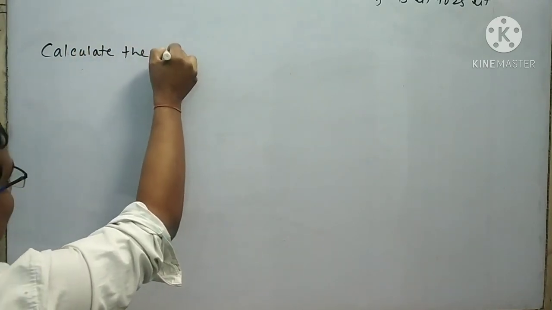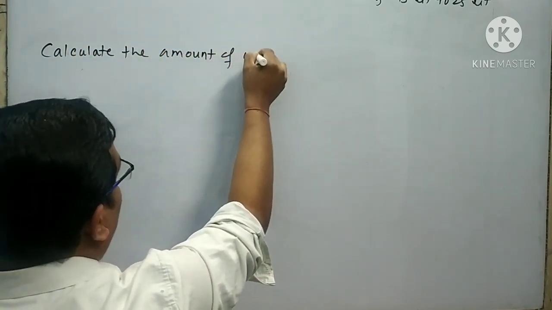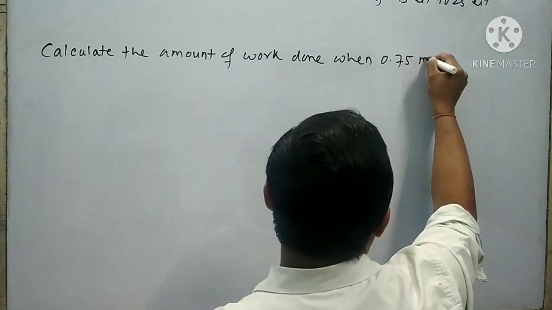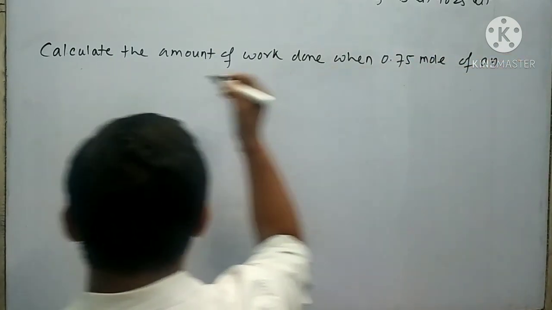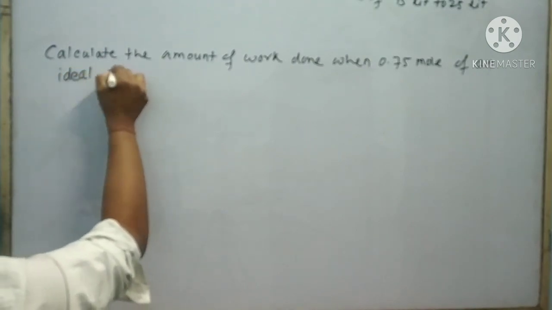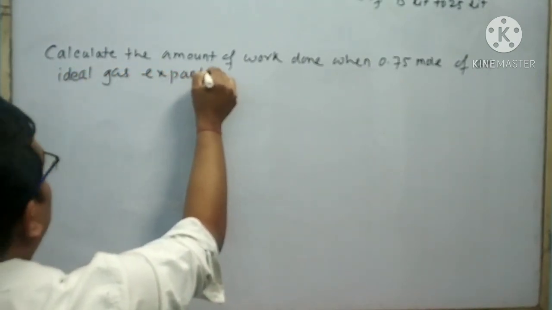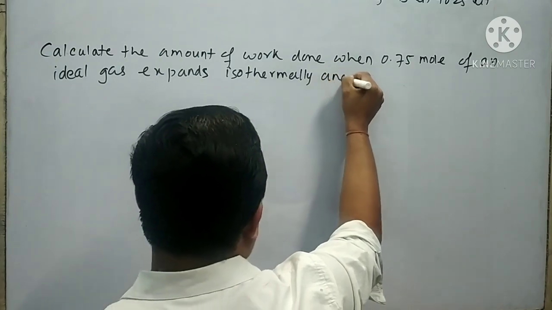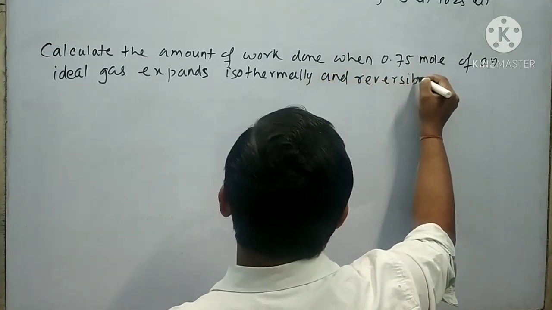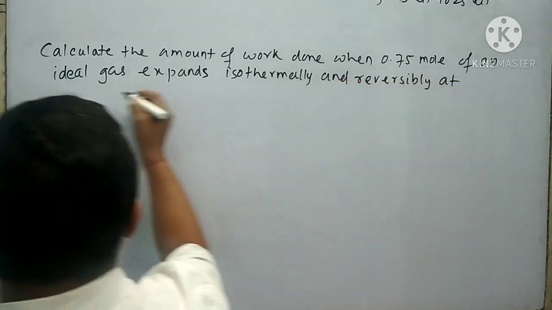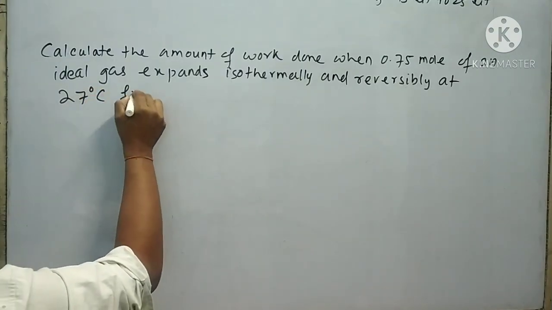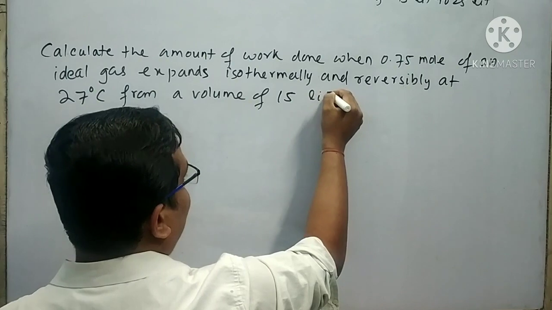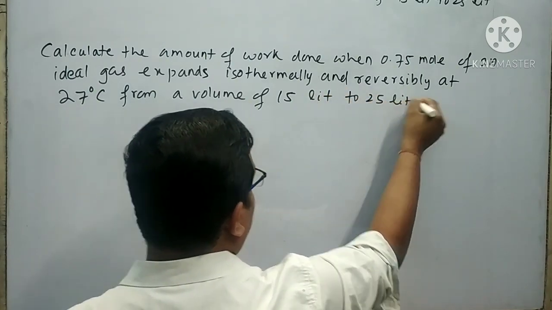Calculate the amount of work done when 0.75 mole of an ideal gas expands isothermally and reversibly at 27 degrees centigrade from a volume of 15 liter to 25 liter.